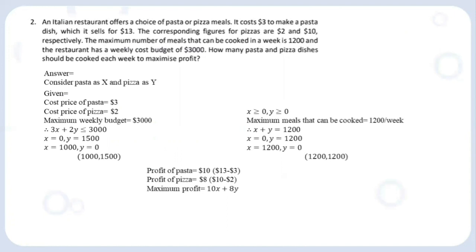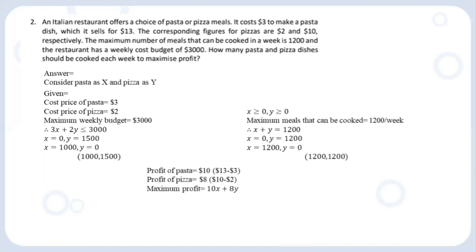2. An Italian restaurant offers a choice of pasta or pizza meals. It costs $3 to make a pasta dish, which it sells for $13. The corresponding figures for pizza are $2 and $10, respectively. The maximum number of meals that can be cooked in a week is 1,200, and the restaurant has a weekly cost budget of $3,000.